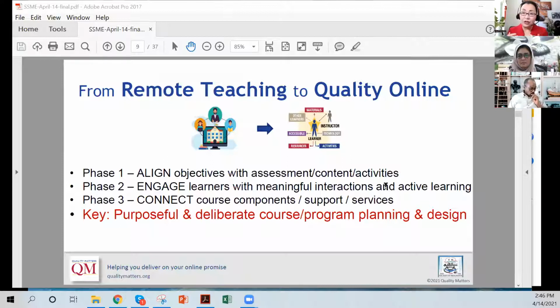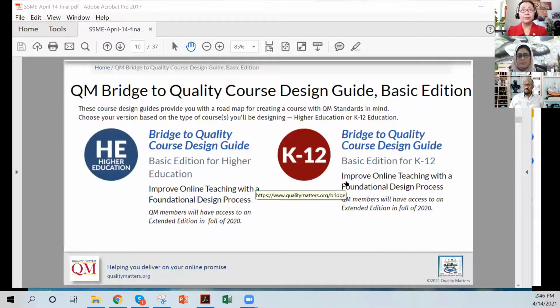So after a few months, probably like half a year, into the summer, institutions had a few months of experience, and then they started asking, how can I improve? We are now in the summer, we want to have a little bit of time to improve. So we again offered a great tool. It's really a basic course design guide. It's not up to the QM standards yet, but it's something in between.